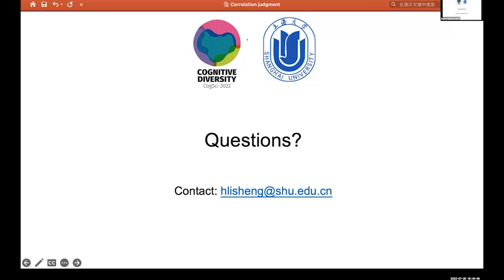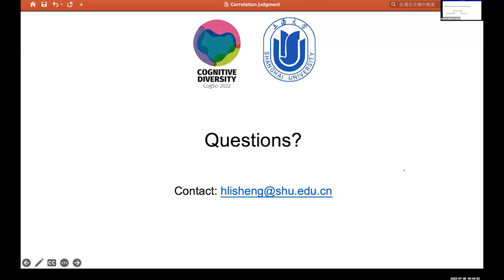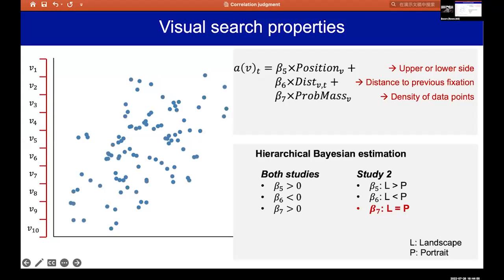Hi, great talk. I have a related question. So in the visual search property slide, you used 4 variables. I'm just wondering, what are other possibilities and heuristics, and why did you choose these four in particular?